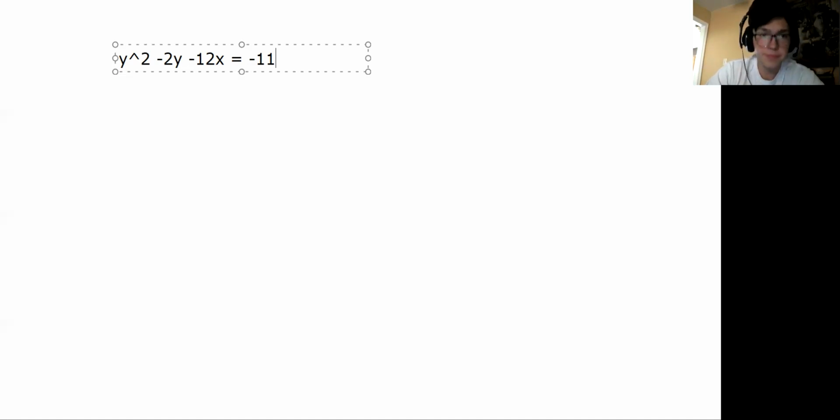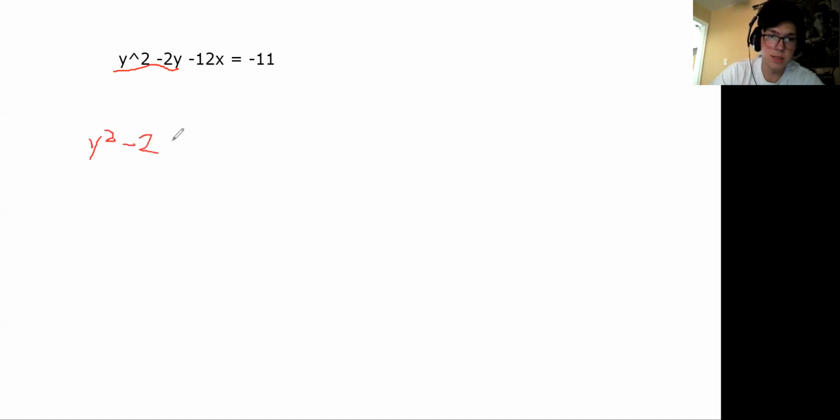So what do we do? Well, this is when we go back to college algebra and we actually use this old thing called completing the square. So we're going to take this y squared minus 2y and leave it by itself, because remember, with the parabola standard form equation, we want a squared thing on one side. I'm going to take this 12x and add it to the other side. So we're going to have 12x minus 11.